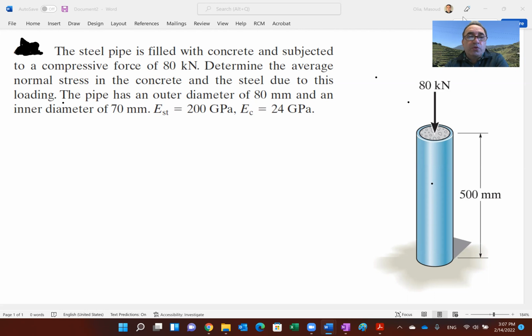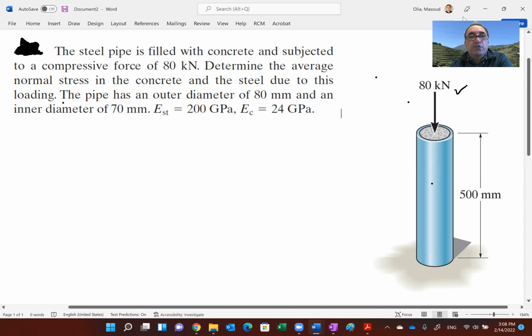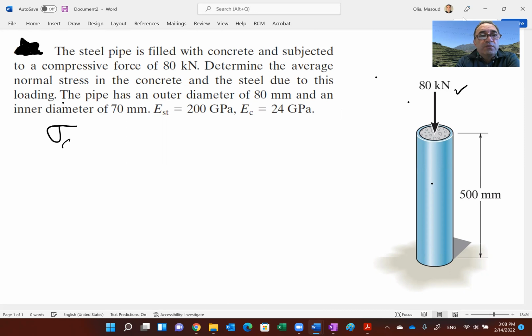And it's a practical problem because you'll see things like this in structures, a combination of concrete and steel for reinforcement. So here we have a steel pipe, which is filled with concrete. So inside is concrete and the outside is made of steel, subjected to a compressive load of 80 kilonewtons, right? We want to find the average normal stress, sigma average, for the concrete and the average normal stress for steel, due to this loading.